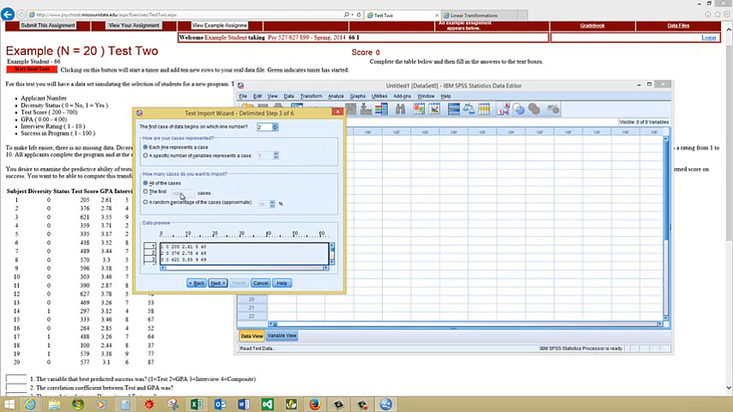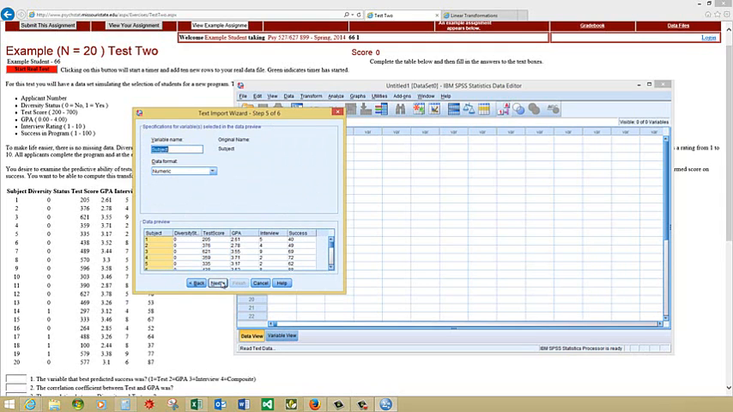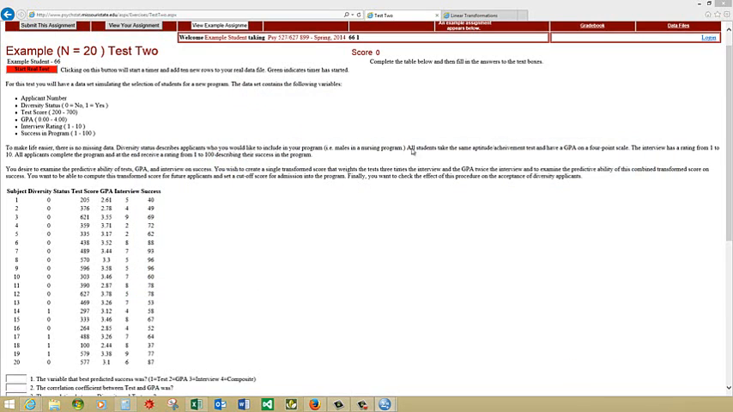Each line represents a case. We want all of the cases. The space is the delimiter. Looks like we're good. And we're just going to accept everything and finish.